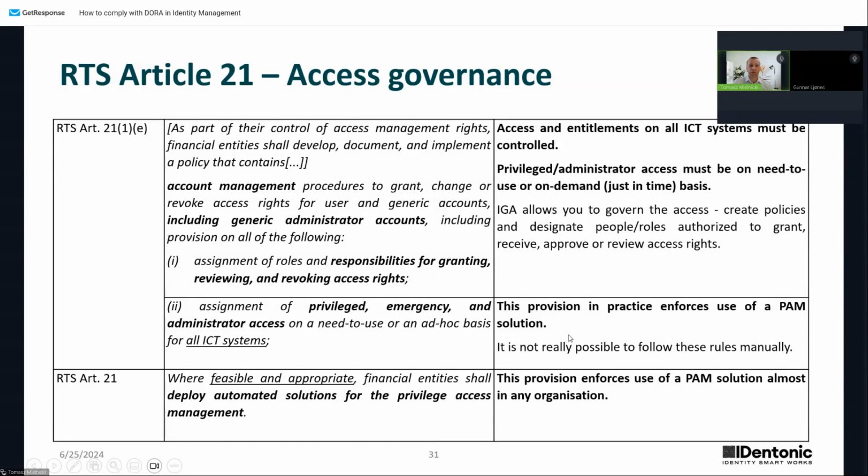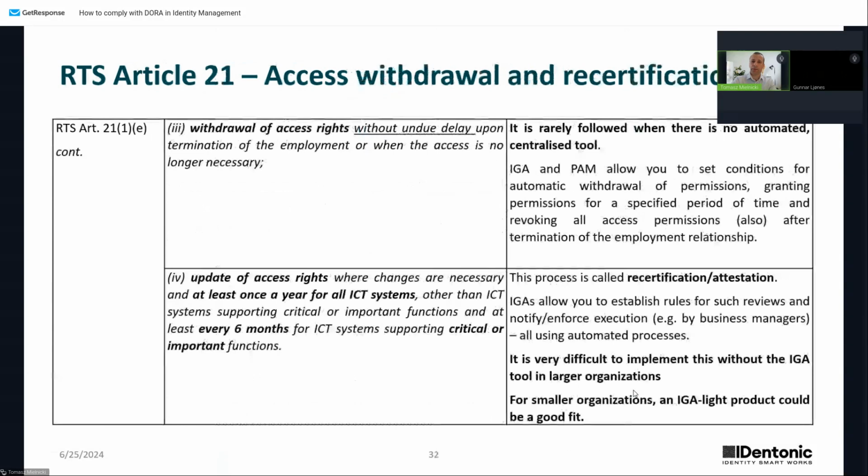And these provisions of Article 21, I would say they enforce use of a PAM solution. To me, it's finally becoming obligatory to have some kind of solution. Further, Article 21 also talks about withdrawal of access rights. That's what I said, with undue delay. So, and with some kind of automated tools maybe, and update of access rights. So here we have a strict requirement.